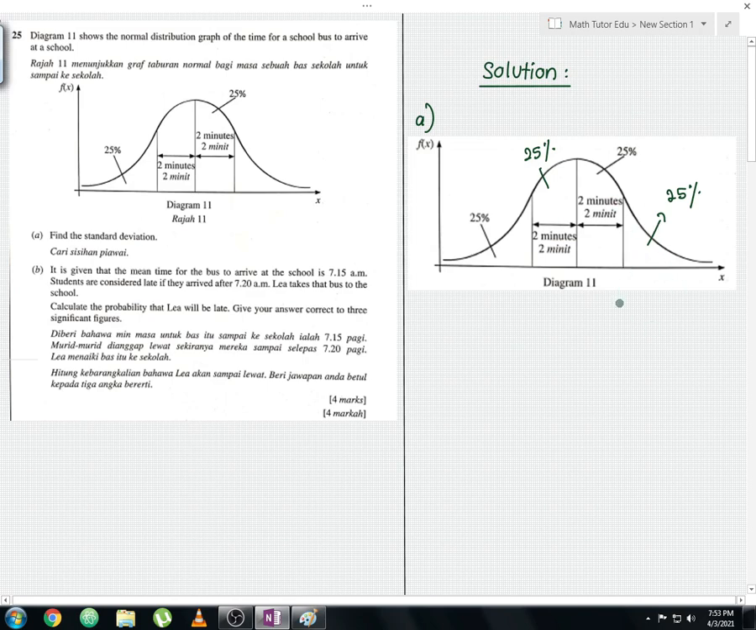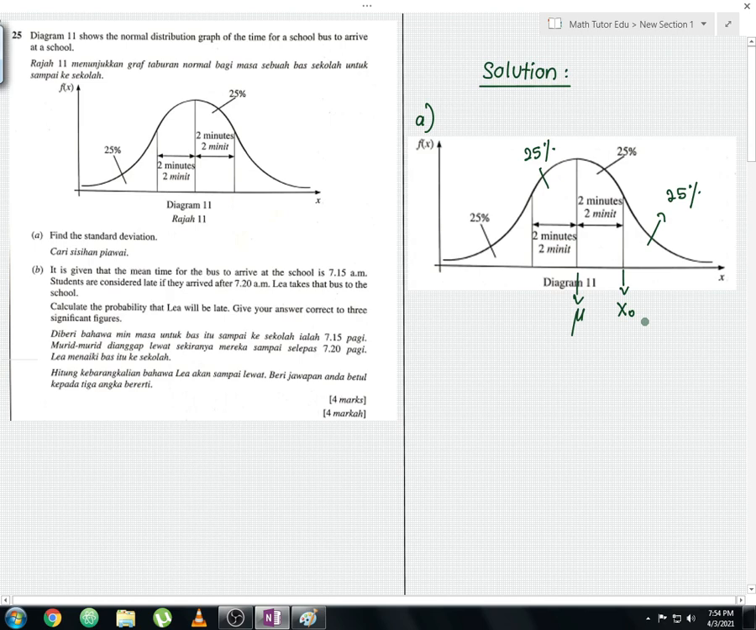Okay, and then if you take a look at this diagram, the mean is not provided, so let us label it ourselves. This is our mean, mu, and then the x value is not given directly, so we need to find it from the diagram. In this case, let us set our own x value, and we can set this as x naught.